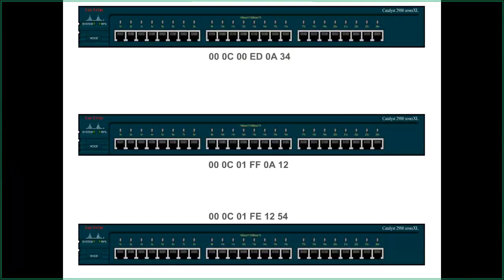So back to our little diagram. What is the lowest MAC address?